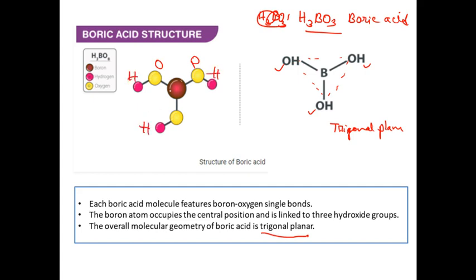So in all the bonding you have this trigonal planar structure. One point you have to keep in mind is that boric acid is trigonal planar. The bonds are single bonds between the boron and the oxygen and the hydrogens, right? So this is the simplified structure of boric acid, its preparation and structure.